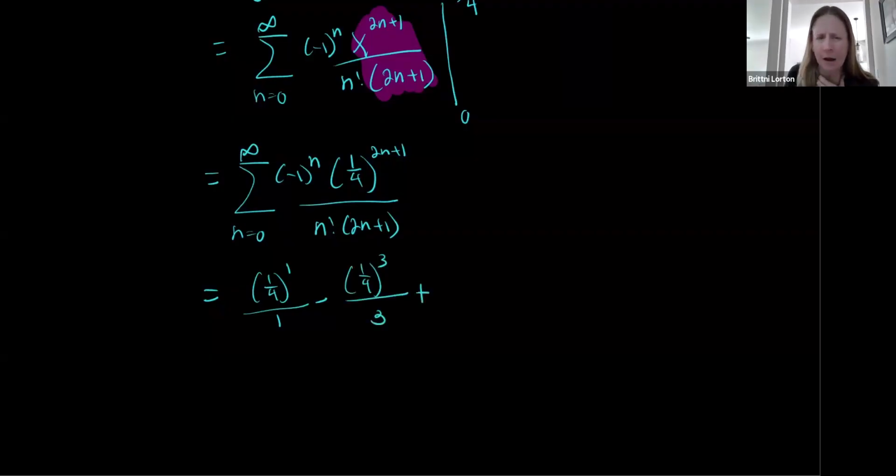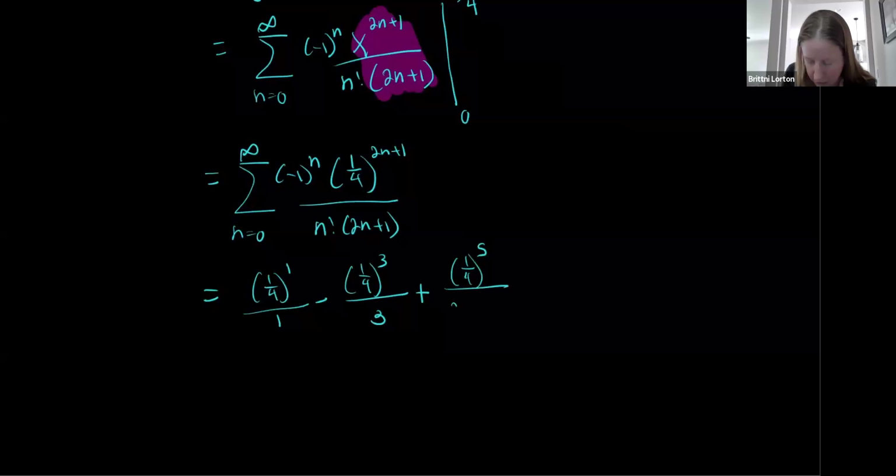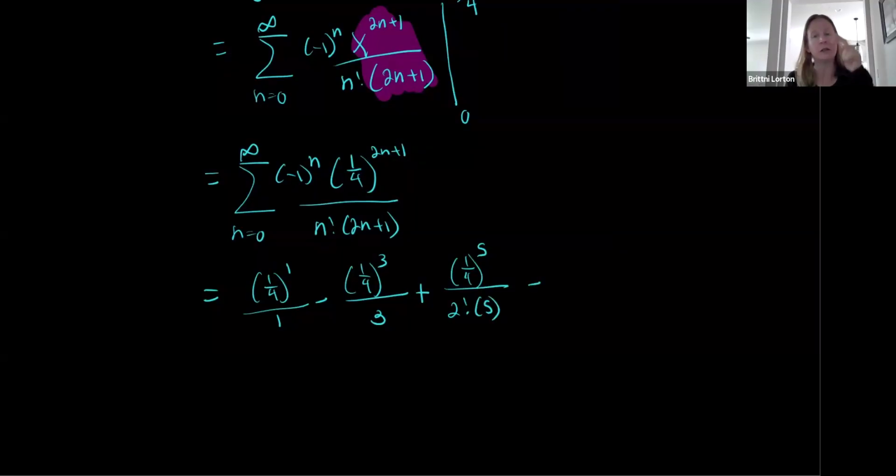I plugged in 0, I plugged in 1. Now I'm going to plug in 2. I got 1/4 to the power of 5 over 2 factorial times 5. I plugged in 0, 1, 2. I'm going to plug in 3. I'm just plugging in until I run out of space. 1/4 to the power of 7 over 3 factorial times 7. And I suppose I could keep going, plug in a whole bunch. Maybe you want to plug in 25. I don't know. We've got calculators, so just keep going. Add them together, and you're going to get a number.